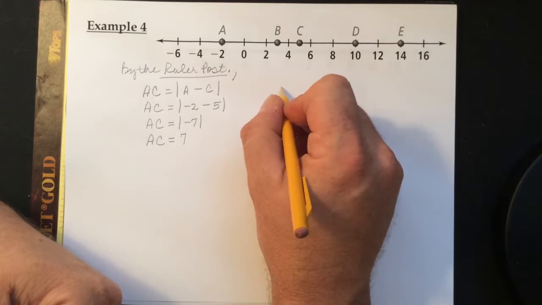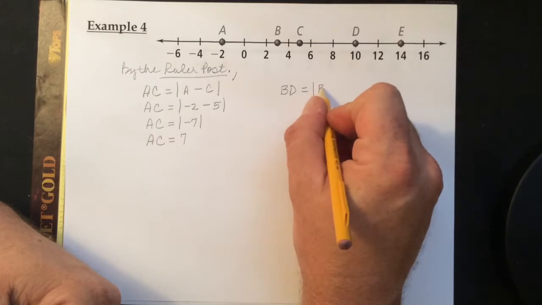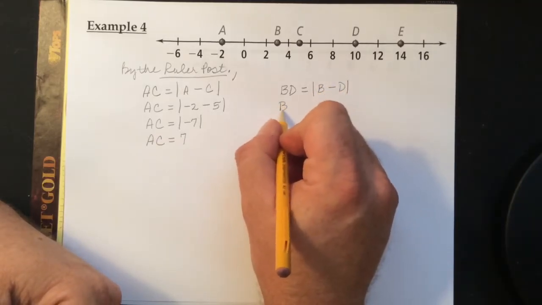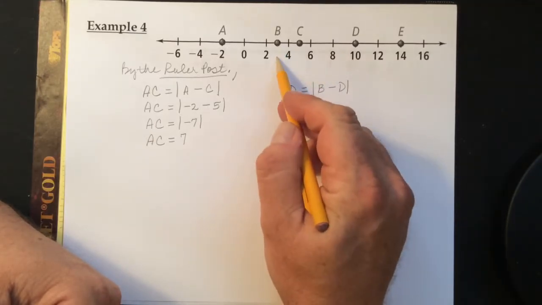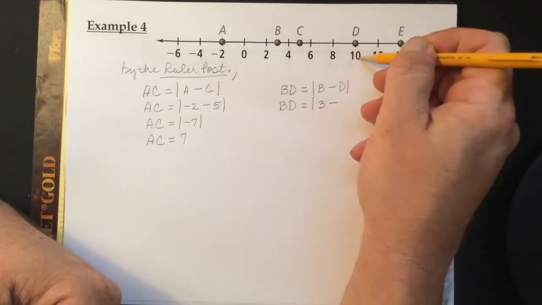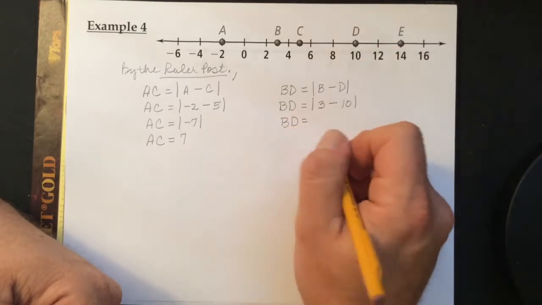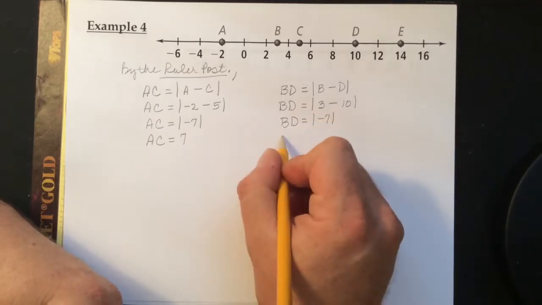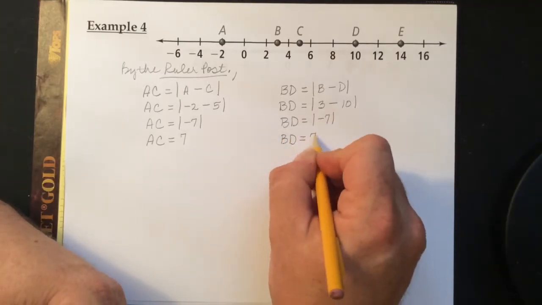Then we do it again for BD. Use the Ruler Postulate. The length of BD is the absolute value of endpoint B minus endpoint D. So the length of BD is equal to the absolute value of B, which is at 3, minus the coordinate for D, which is at 10. So the length of BD is equal to the absolute value of 3 minus 10, which is -7. So the length of BD is the absolute value of -7, which again is 7.